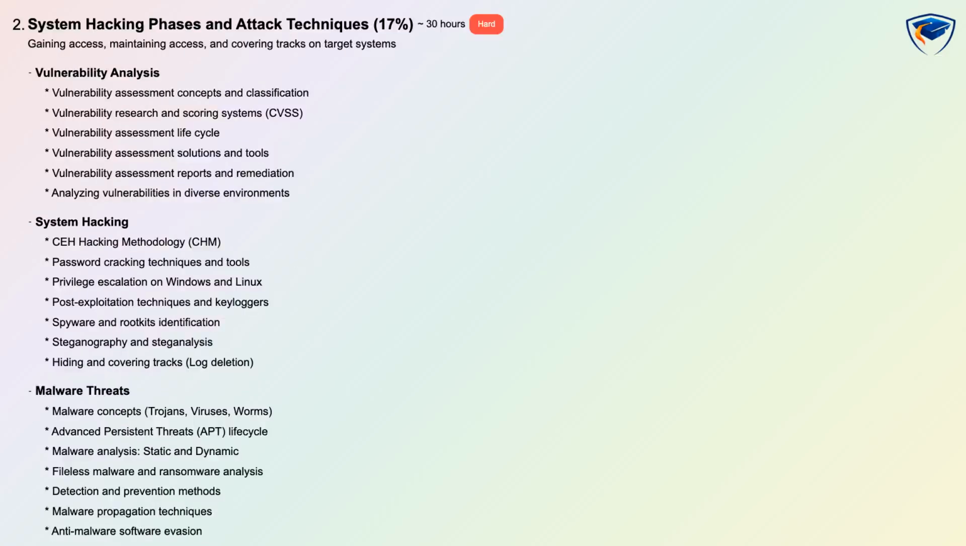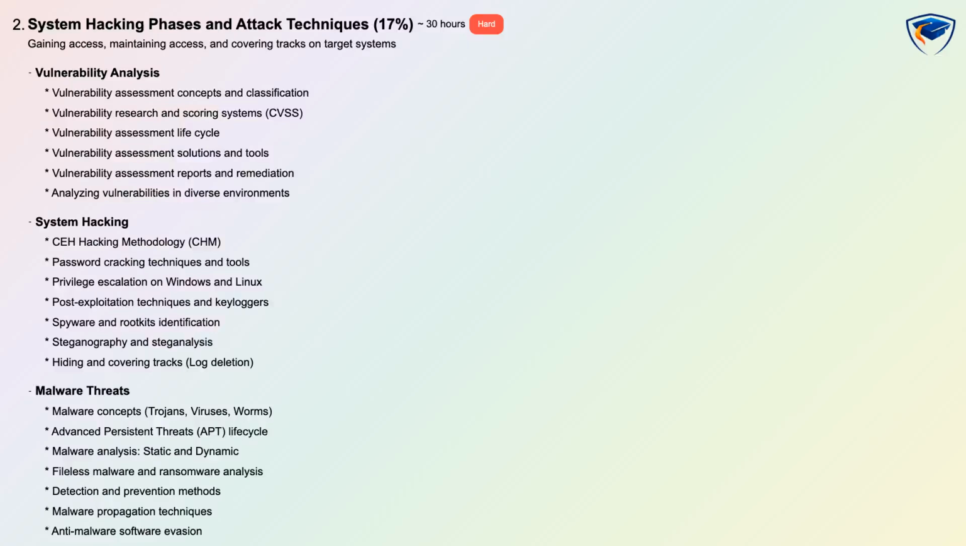System hacking phases and attack techniques is 17% of the exam and covers gaining access, maintaining access, and covering tracks on target systems. Difficulty is hard with about 30 hours of study recommended and both hands-on and conceptual assessments. Candidates will study vulnerability analysis and CVSS scoring, the CEH hacking methodology, password cracking, privilege escalation on Windows and Linux, post-exploitation techniques, keyloggers and rootkits, and steganography.